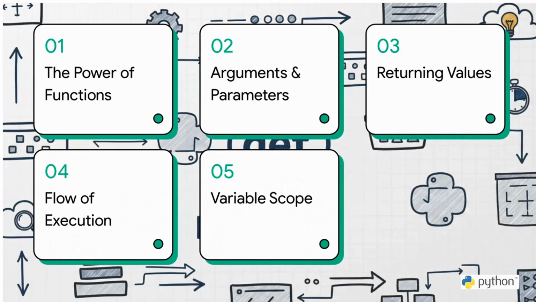Here's a quick look at our roadmap for today. We'll start by looking at the power of functions, move into how we pass data using arguments and parameters, figure out how to get results back with return values, trace the exact flow of execution, and then finally, we'll demystify the invisible boundaries of variable scope.